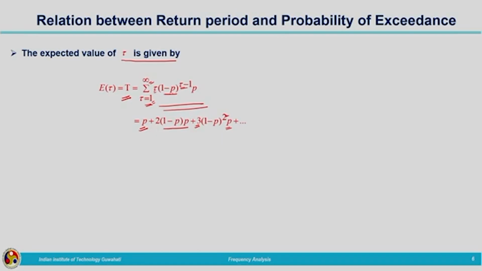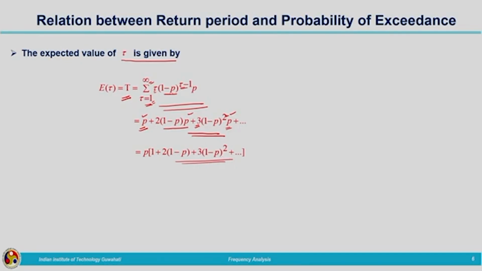For values varying from 1 to infinity, we have found out the expected value and that is given by this series. Here you can observe that in all the terms we have p in common, so that p can be taken out. It takes the form p multiplied by 1 plus 2 into 1 minus p plus 3 into (1 minus p) square plus 4 into (1 minus p) cube, and it continues that way.